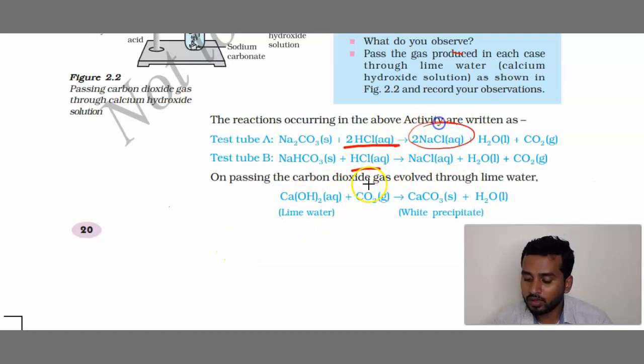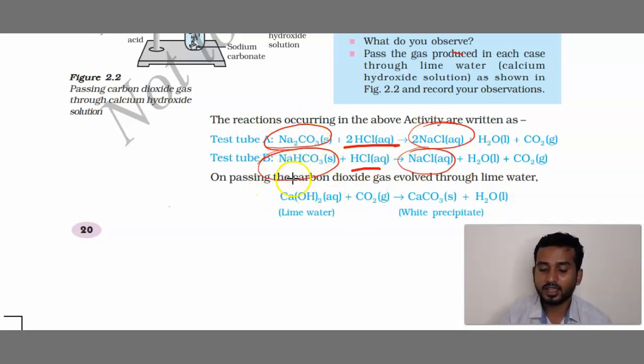Even in the product we can see there are 2 moles of sodium chloride, but here 1 mole of sodium chloride. This is the only difference. Understood? And in the reactant you see sodium carbonate here, but sodium hydrogen carbonate here. H is extra over here. That's it, nothing else. Okay.